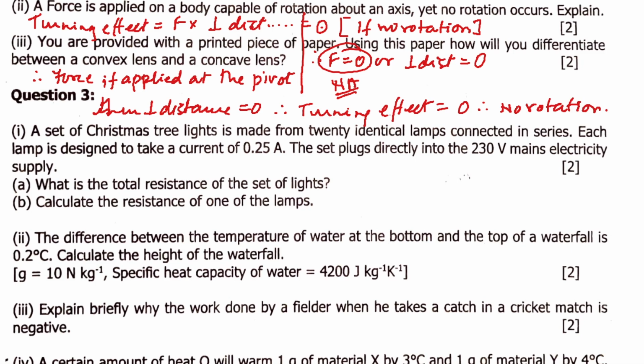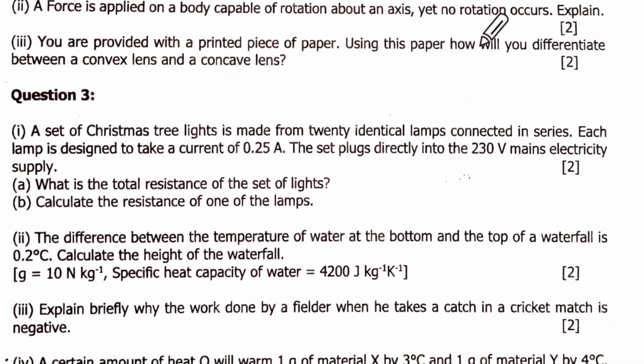You are provided with a printed piece of paper. Using this paper, differentiate between this. What do you do? You hold it close to each lens. So within focal length, if the print is there, with concave I will say diminished, but convex I'll say magnified, and both will be virtual images, correct? So how will you word this?